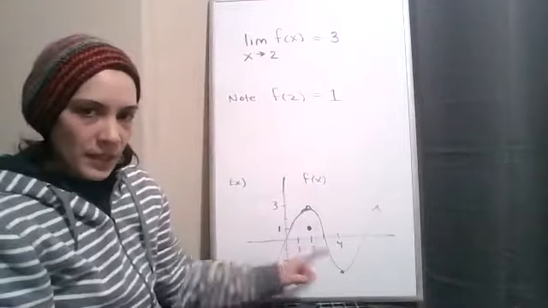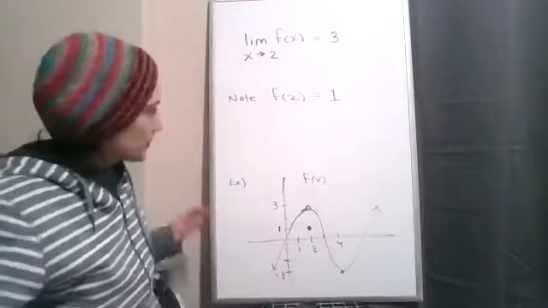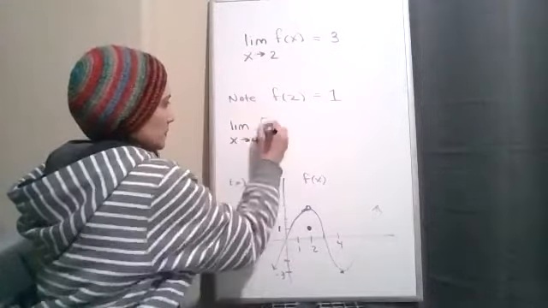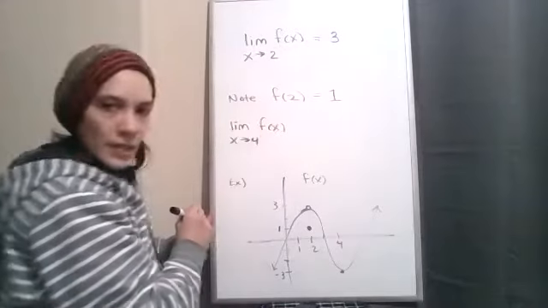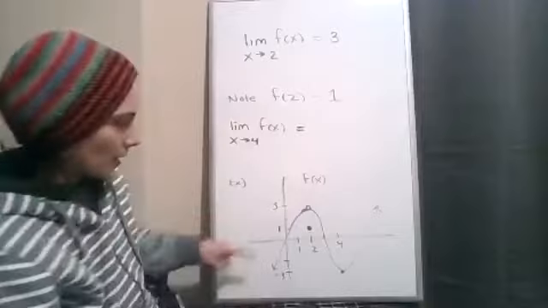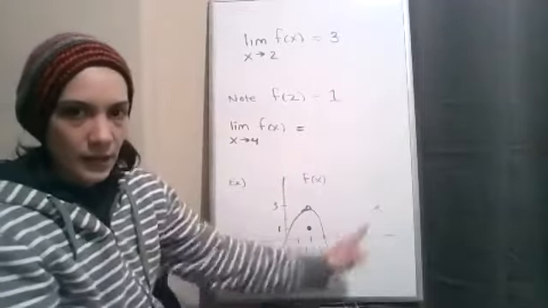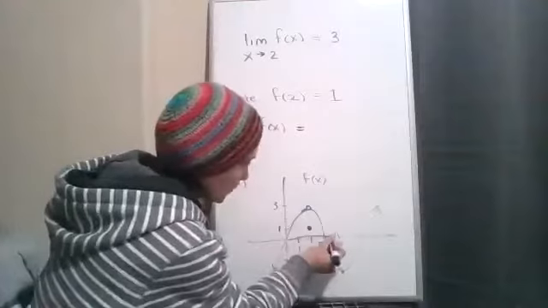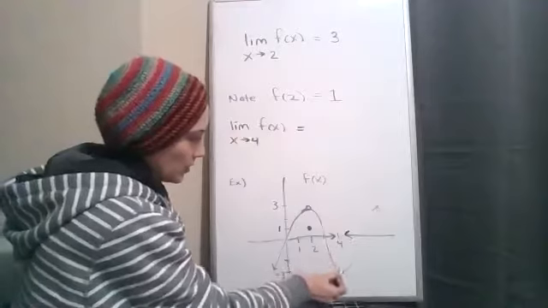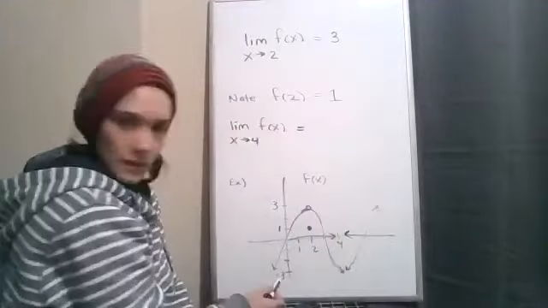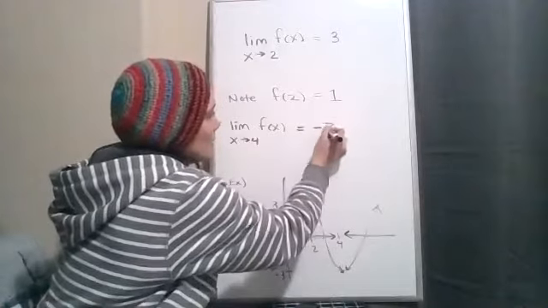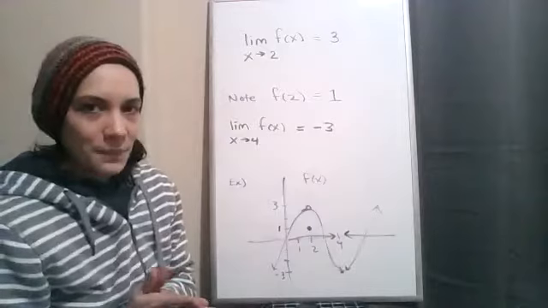Okay, let's also do the limit as x goes to 4. Anyone give an answer? So it's also on the left side and on the right side. Your x values go to 4 on the left and right, and your outputs go to negative 3.